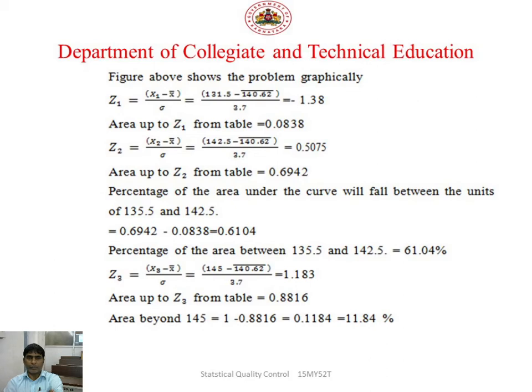For that 1.183, you take the reading from the table. You are getting 0.8816. For the area beyond, he is asking the word beyond, so we have to subtract that value from 1. So 1 minus the table value 0.8816, you are getting 0.1184. Multiplied by 100, you will get 11.84%. The area beyond 145 is 11.84%.